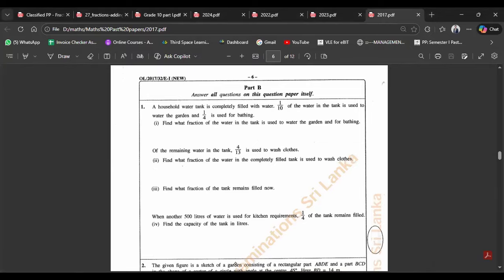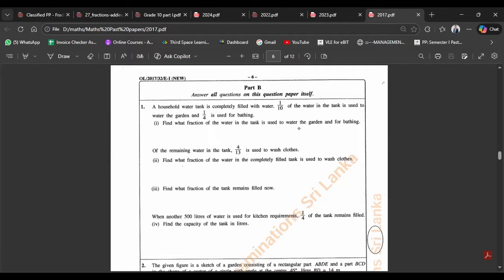See the first one. A household water tank is completely filled with water. 1 over 10 of the water in the tank is used to water the garden, and 1 over 4 is used for bathing. So the first question is, find what fraction of the water in the tank is used to water the garden and for bathing.